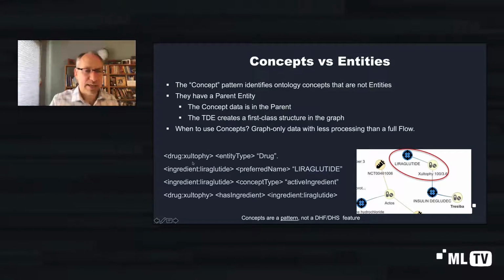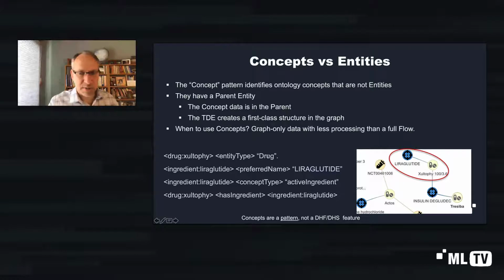And here are example triples. These are hand-edited to be similar, but we have a drug which has the entity type drug. What does the entity type do? Let's just put it as a blue dot. We have an ingredient, a yellow, drugs are yellow. Ingredient, liraglutide, which has a preferred name, liraglutide, so that allows us to put the label with all caps on it and so on. And these triples drive the graph.